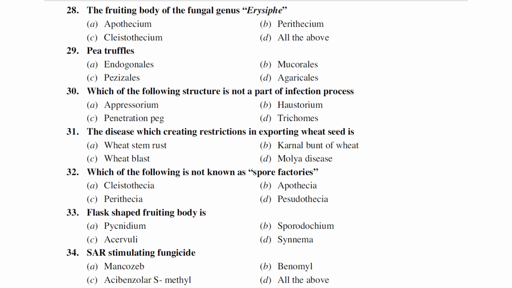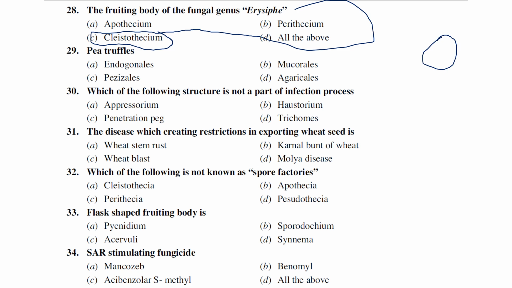The fruiting body of the fungal genus Erysiphe. Erysiphe is a powdery mildew. So powdery mildew generally produces cleistothecium. What is cleistothecium? A completely closed ascocarp is known as cleistothecium. What is apothecium? A completely open ascocarp. What is perithecium? A partially open ascocarp, almost a flask-shaped structure with a narrow circular mouth or slit opening, known as the ostiole. So the answer is Erysiphe generally produces cleistothecium.